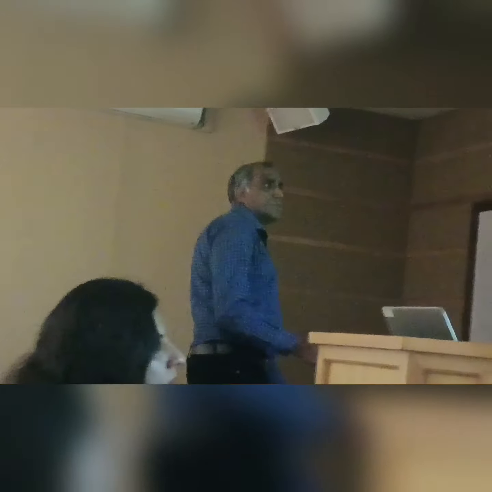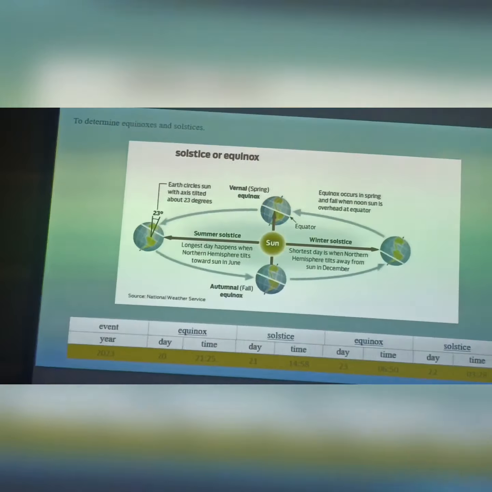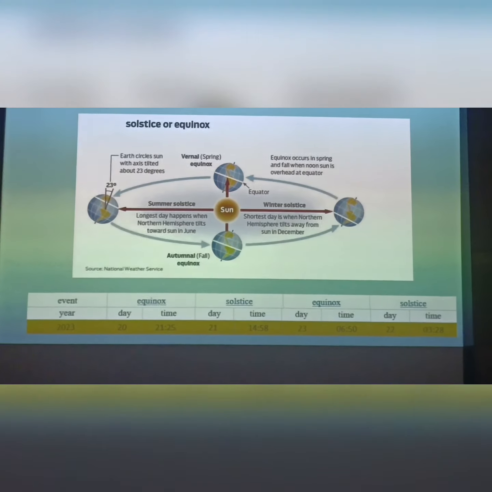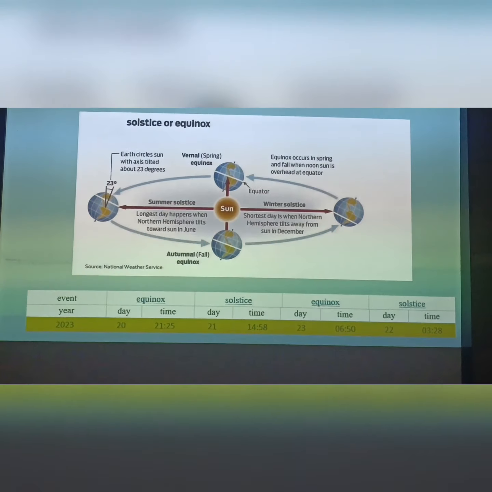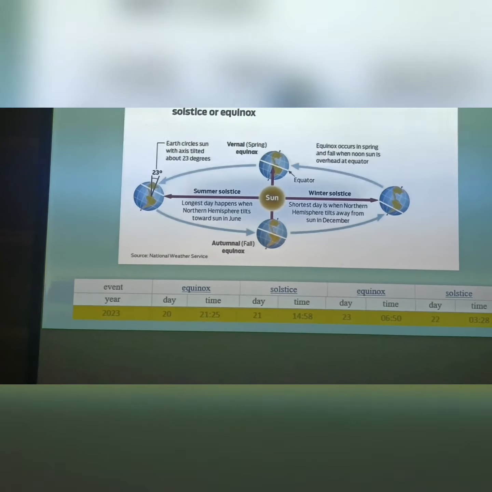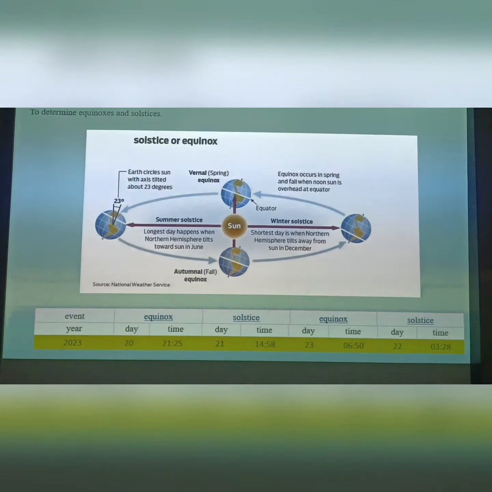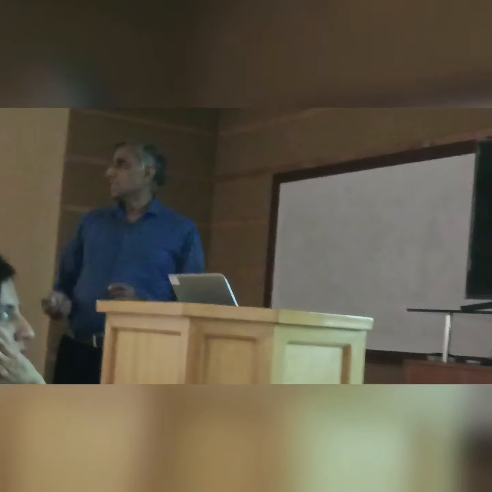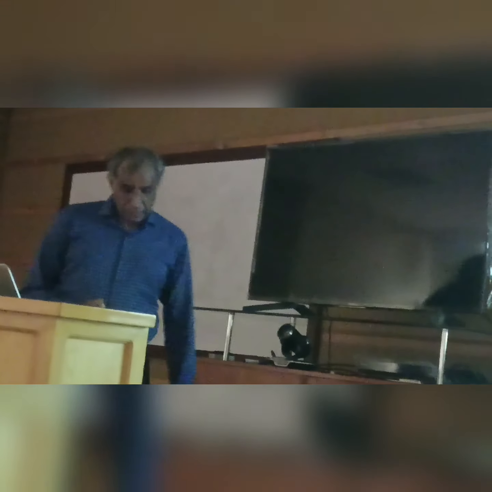And solstices. So we have two types of solstices. Summer solstices, when we have longest day, and in winter we have shortest day. And it is because the axis of the earth is tilted about 23 degrees. When the north hemisphere tilts towards the sun, then we have the summer solstice, and when it is tilted away from the sun, then we have the winter solstice.